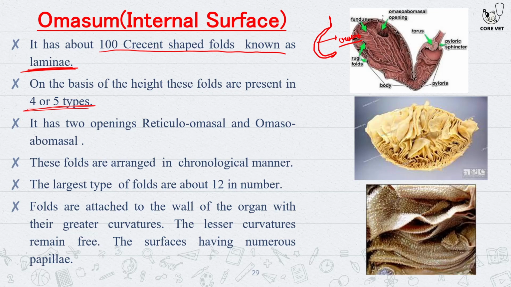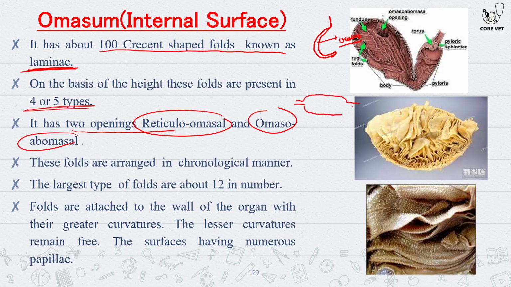Now there are two openings. One is the reticulo-omasal orifice and the second is the omaso-abomasal orifice. How so? See, this is the omasum. In front of the omasum, what will be there? It is the abomasum. And prior to the omasum, what was there? It was the reticulum.